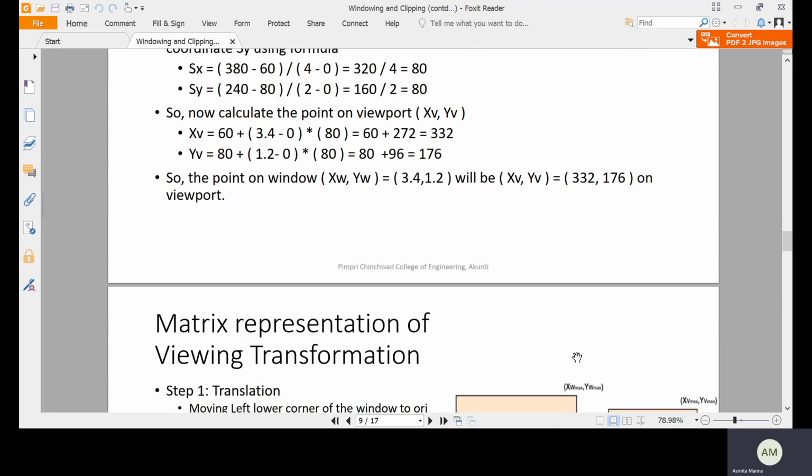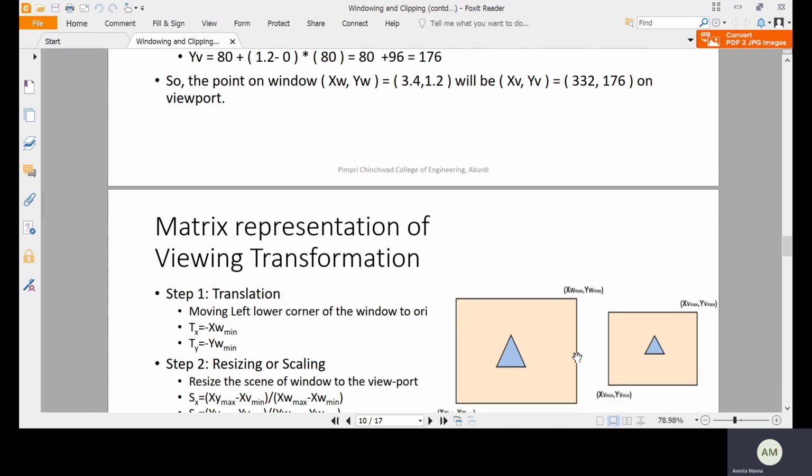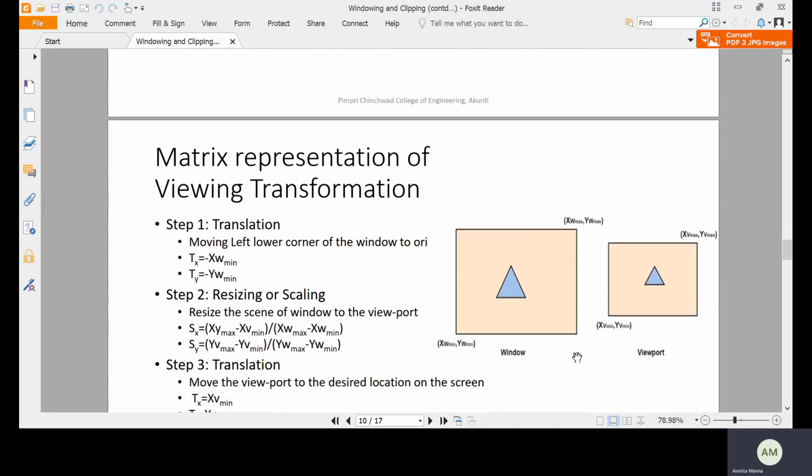Okay. So you can solve some similar problems, right? That is about how we are calculating a point. Now we are coming to the second topic, that is the matrix representation of viewing transformation. My first step was the translation, right? We were moving the lower left corner of the window to the origin.